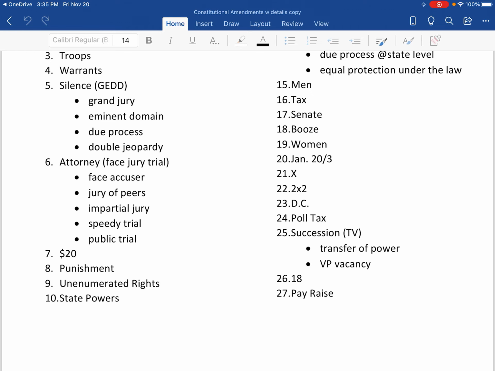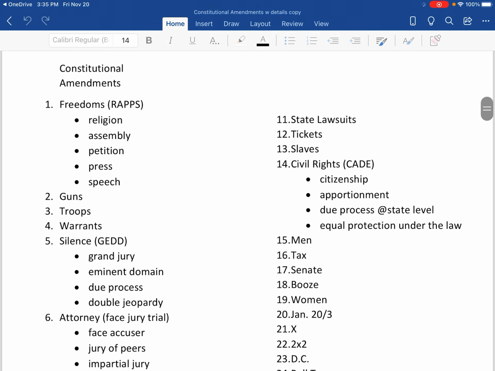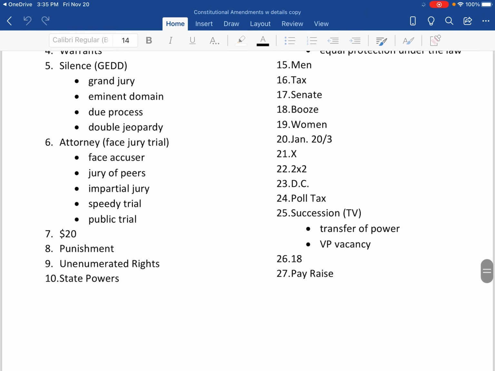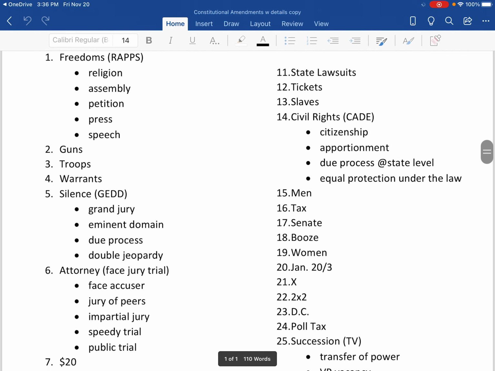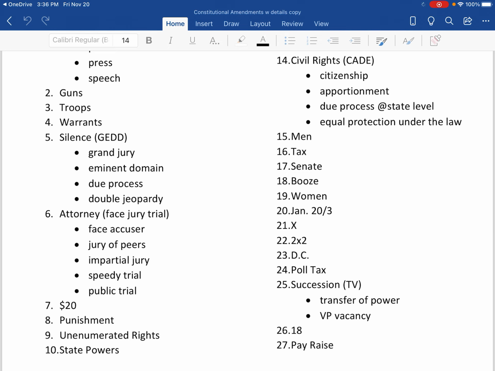So I want you to understand these. I want you to remember, first and foremost, freedoms, guns, troops, warrants, silence, attorney, $20, punishment, unenumerated rights, state powers, state lawsuits, tickets, slaves, civil rights, men, tax, Senate, booze, women, January 23, 2x2, DC, poll tax, succession, 18, pay raise. Remember those, however you're going to remember those in the order, but it's probably just as important to understand the details of what each of those mean.